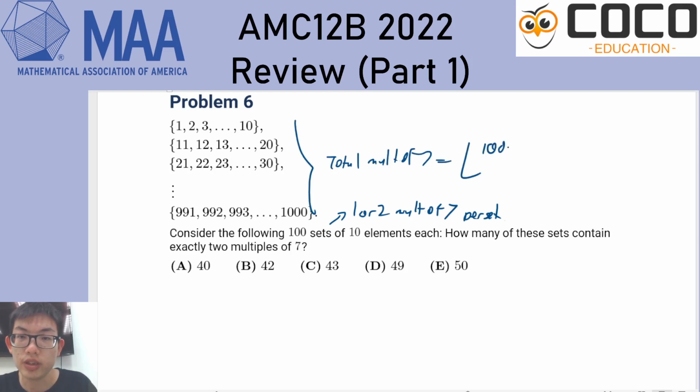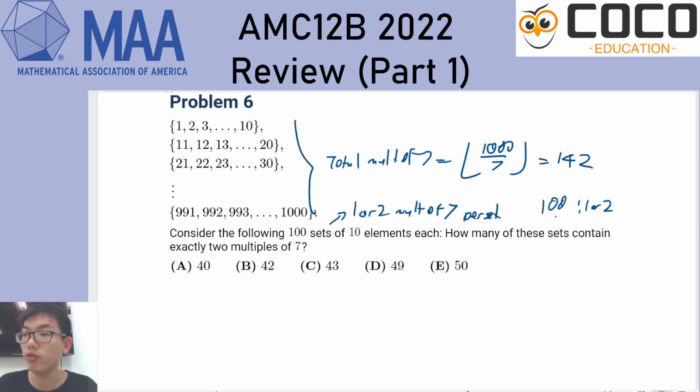Which is 1000 over 7, rounded down, is 142. So 142, you have got 100 of 1 or 2, which means that if they were all 1s, they are 100. So I must have gotten an extra 42 by switching them over to 2. So answer is option B.